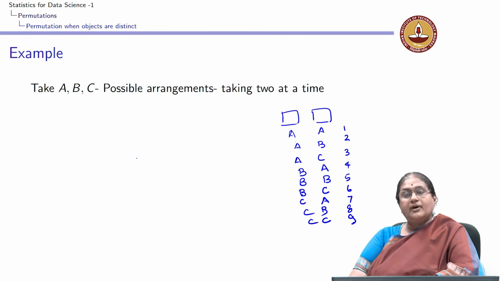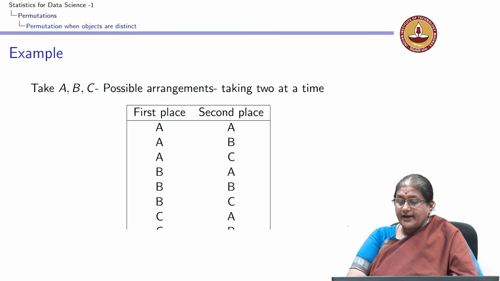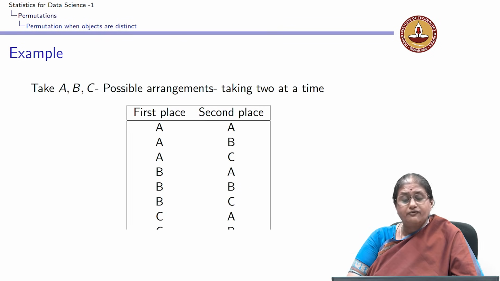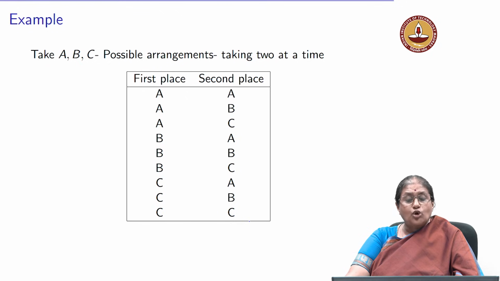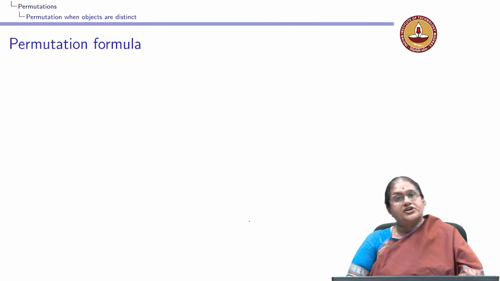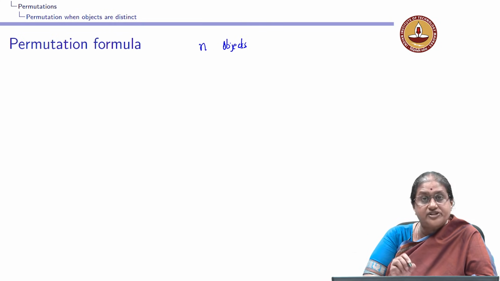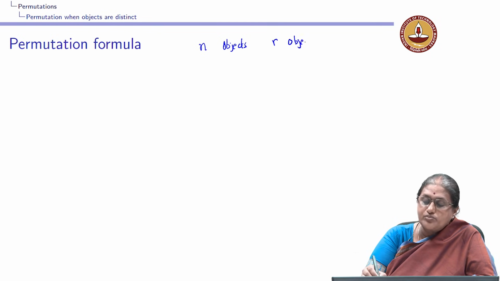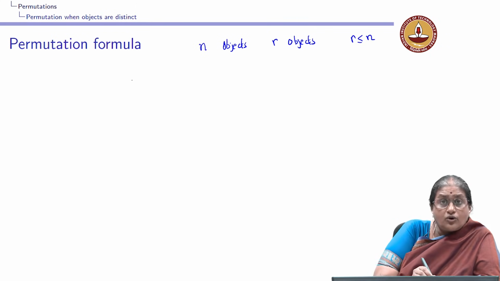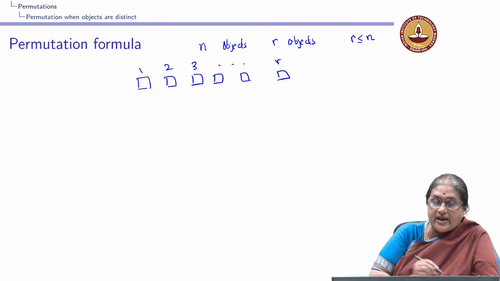So, we can actually come up with a formula. I have 9 if I take 3 objects 2 at a time and allow for repetitions. So, let us look at what is the permutation formula. In this case, again I have n distinct objects. I am taking r objects out of these n distinct objects, r less than or equal to n. How am I allowing repetitions? If I have r blocks or r blanks, this is my first, this is my second, this is my third and this is my rth block.